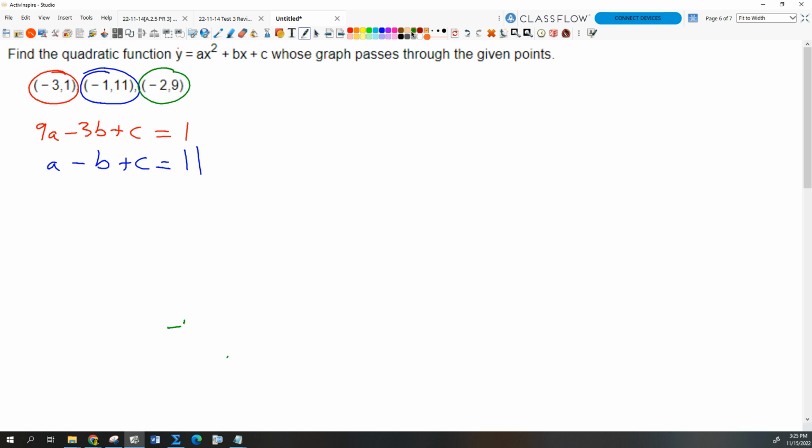And here's a third. If I use that point, if I plug -2 in for x, -2 squared is 4. So 4a plus b times -2 is -2b plus c equals 9. That looks like a linear system, doesn't it? 3 by 3 linear system. Okay, so we could do the same trick as last time.